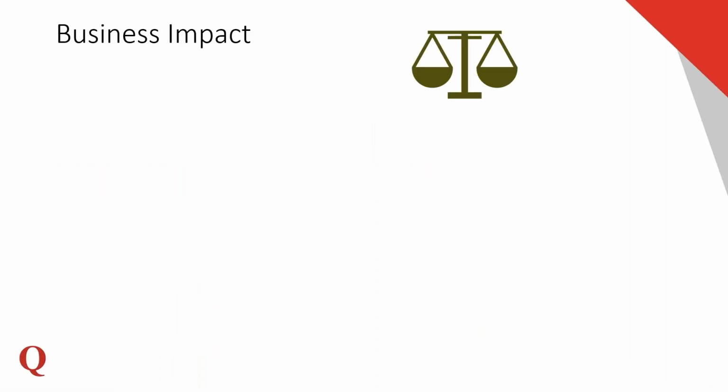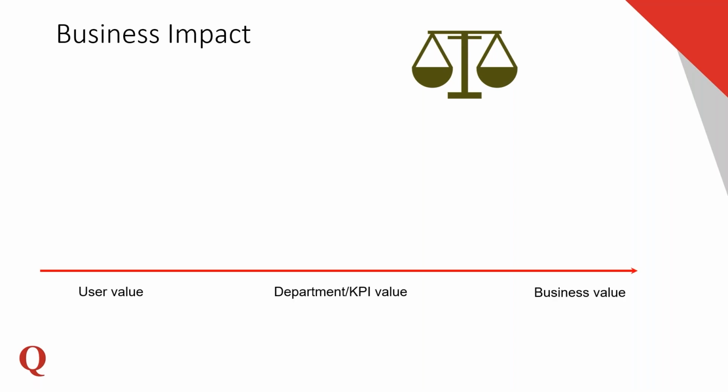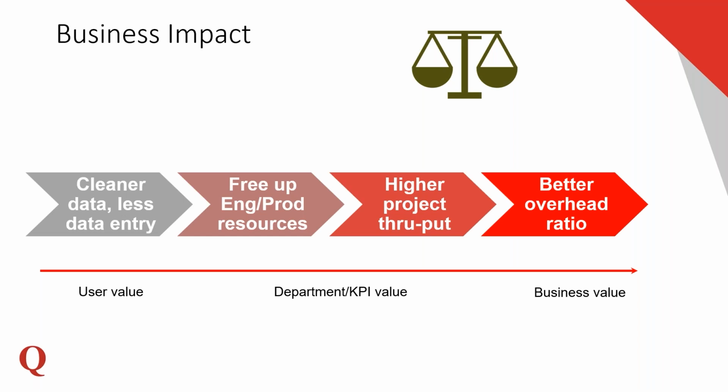So what do all of these benefits actually mean for your business? Let's talk a bit about the business impact here. With the use of CADLink, you're not only having cleaner data in both your engineering system and visibility, but you're also spending much less of your valuable time on menial data entry, freeing up your engineering and production resources who can now focus on more projects, products, and your customers, overall leading to a better overhead ratio.